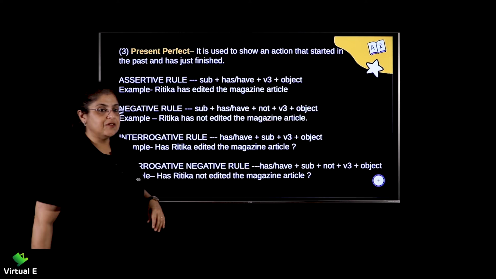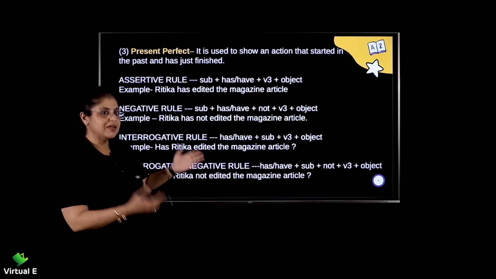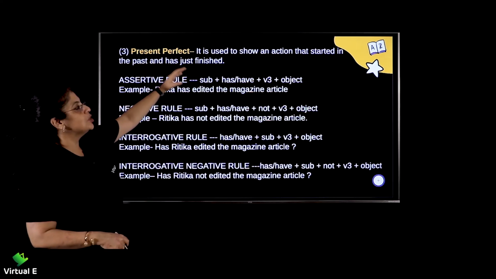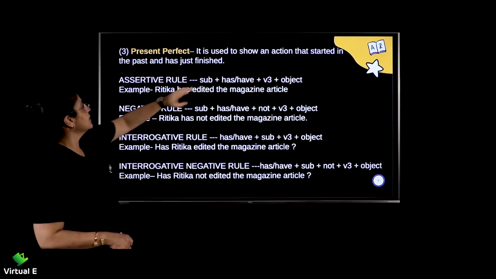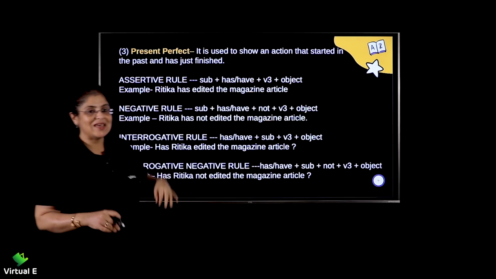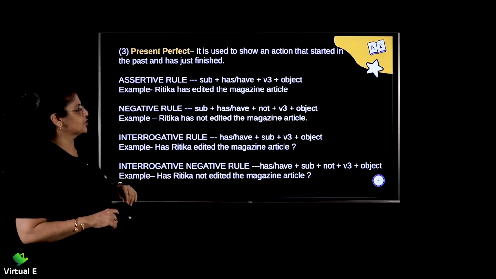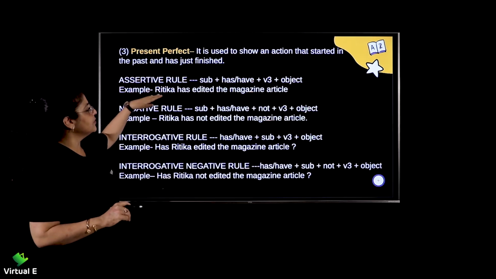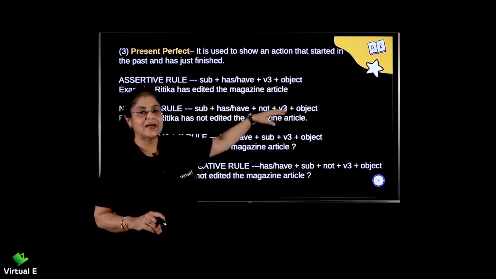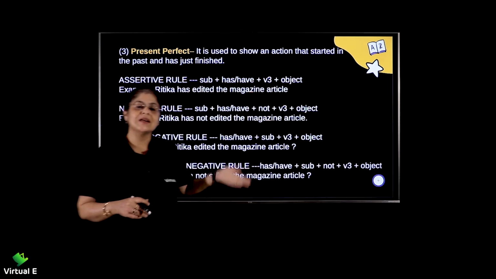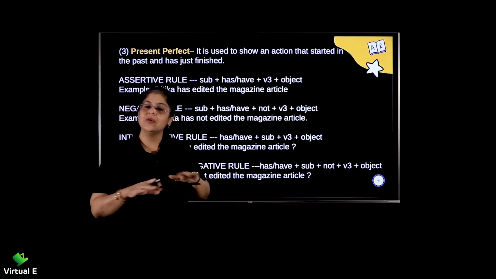Now present perfect is, okay, first let's read it and then get to know better. It is used to show an action that started in the past and has just finished, right? For example, Ritika has edited the magazine article. That means she had started doing it before, but right now it's done.